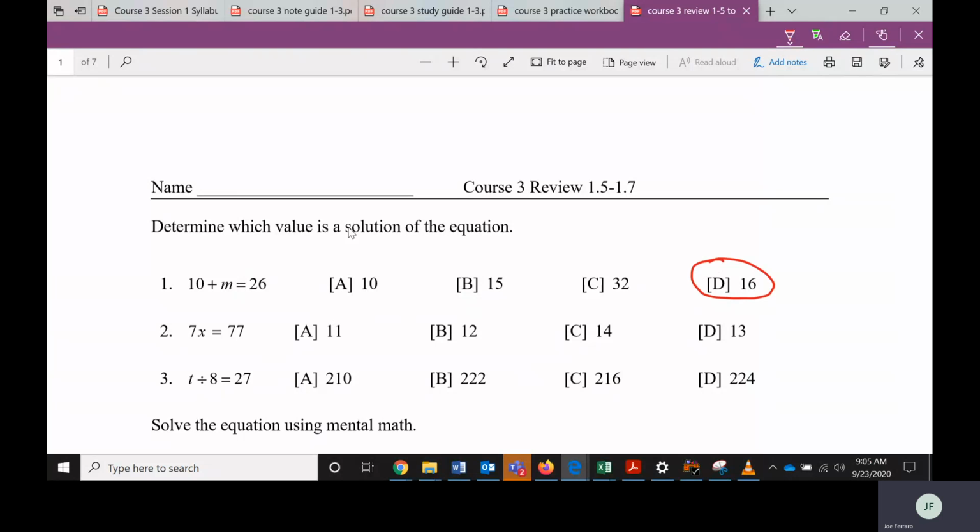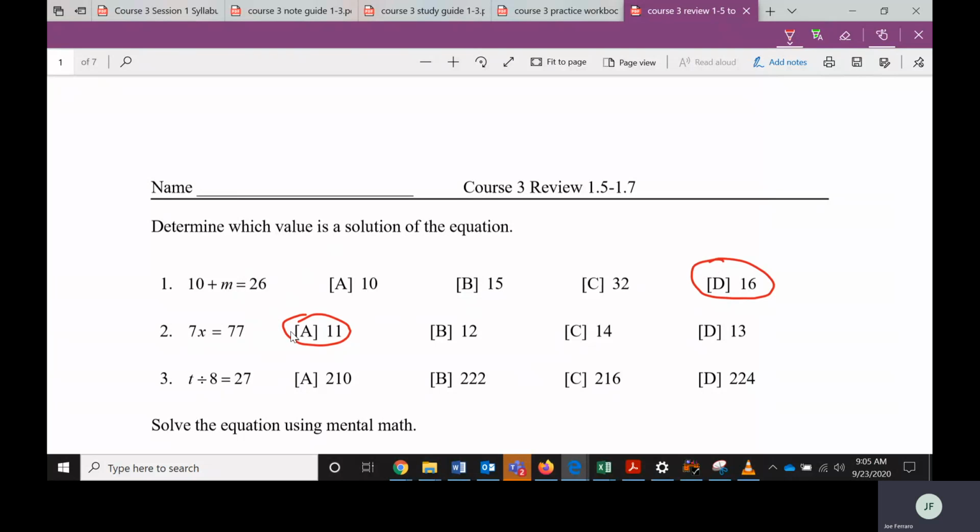Same thing here, 7 times what equals 77. Remember, 11 times a number gives you that number doubled when it's 1 through 9. So like 11 times 2 is 22, 11 times 4 is 44. So this would be 7 times 11. X would have to be 11.